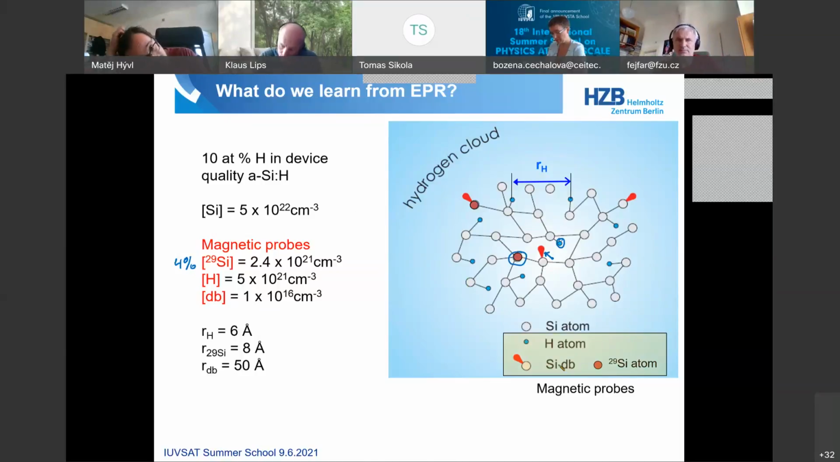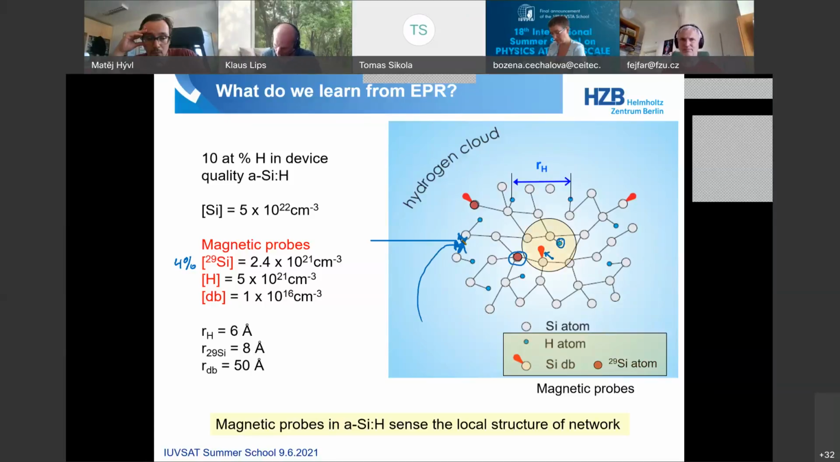And there are other probes. We have bonds that are strained. This one, for instance, can be very strained, that bond. And then an electron can be trapped right here. And this produces a tail state. So it can only trap an electron right here. And that is also a probe that we have. So there are many ways in which we can measure this. And I will use some of these probes to show you at the end what that leakage of the solar cell is. Okay, so remember, magnetic probes sense the local structure of that network.